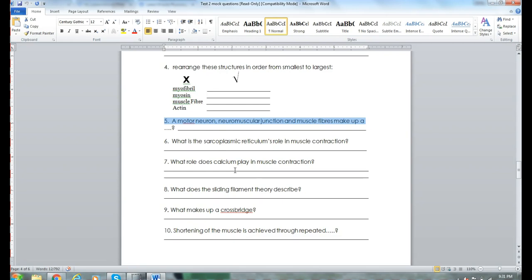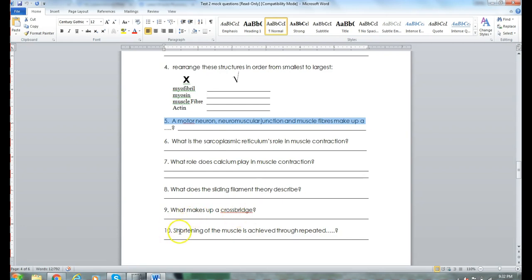And this whole process I've just described to you, where actin and myosin slide past each other, this is the theory of muscle contraction, and this theory of muscle contraction is called the sliding filament theory. So we can add in here for number 8, what does the sliding filament theory describe? It describes muscle contraction, is the answer to number 8. What are the two parts that make up a cross bridge? The answer to that is the myosin heads and actin.